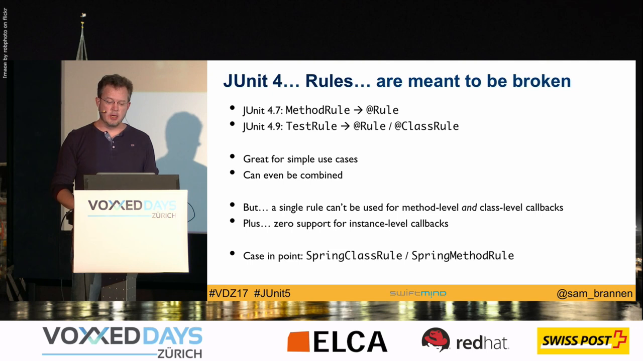The other thing is zero support for instance level callbacks. So instance level would be support for things like dependency injection, either from Mockito injecting a mock or something like Spring or Guice injecting a bean into your test, right? So there's no support for that in JUnit 4 with rules. You had to kind of fake it, and that's what I did with Spring's rule testing support.